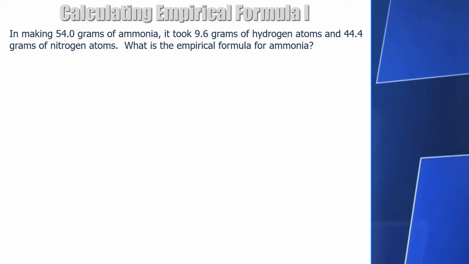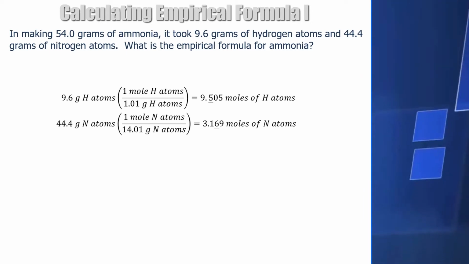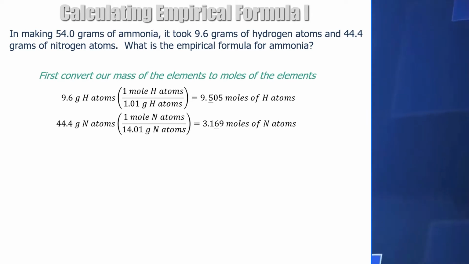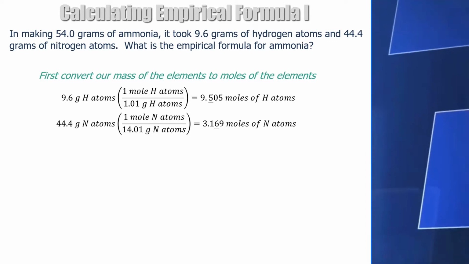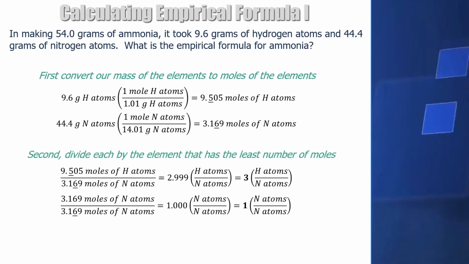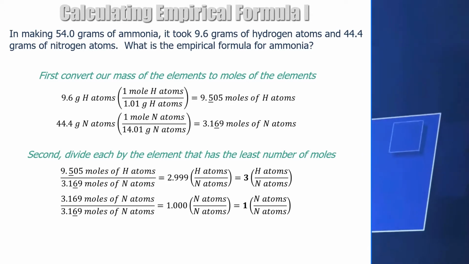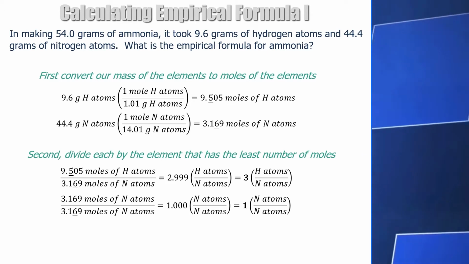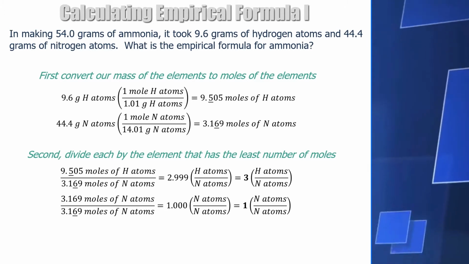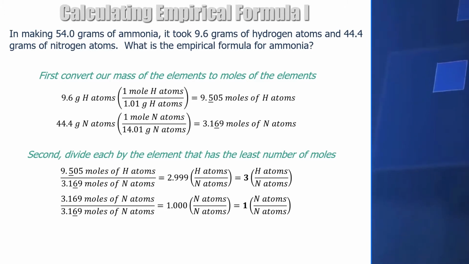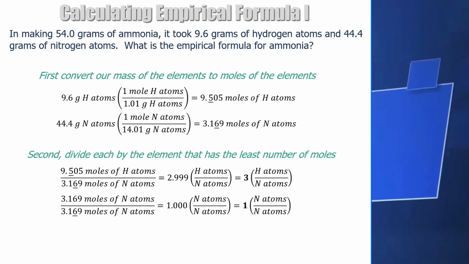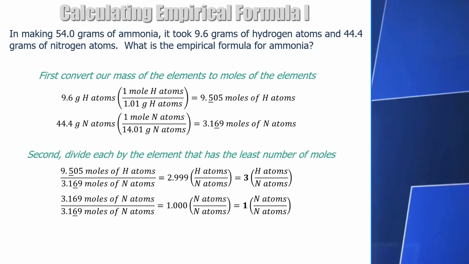The computation begins by first converting the given masses of the elements to moles of the elements using the relative mass ratios on the periodic table for the element. We then divide the moles of each element by the element that has the least number of moles, in this case nitrogen. In this step, we are in effect finding the integer mole ratio of all the elements in a compound relative to the atom that has the least number of atoms in the final empirical formula.